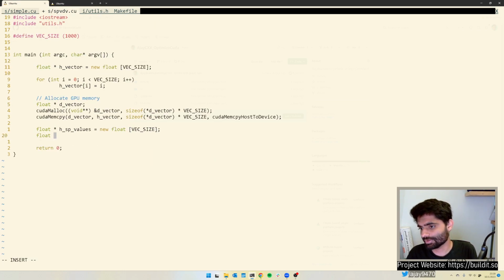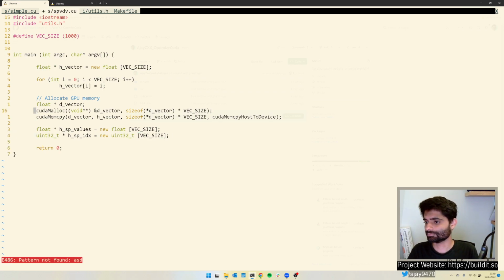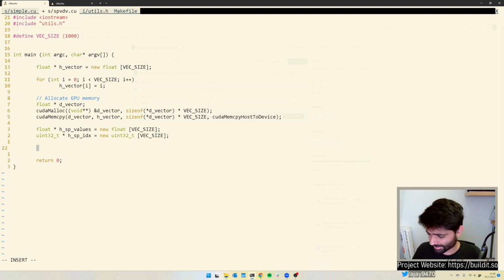And the second thing I need is not a float. It has to be an integer, or actually an unsigned integer. h underscore sp underscore idx. This is going to store where the indices are. Now I'm going to first populate these arrays. I don't really have a random way of generating them, so I'm just going to fill every 20th element with a non-zero, and the rest we can just leave as zero.